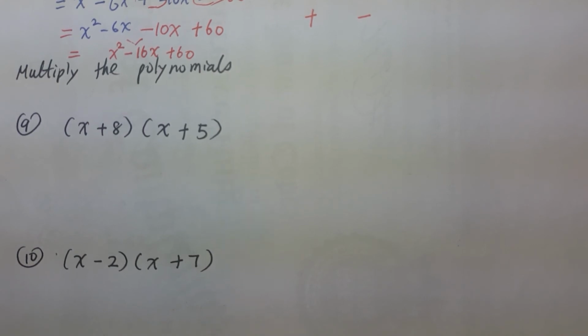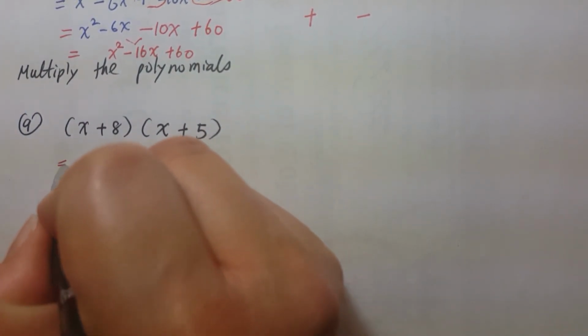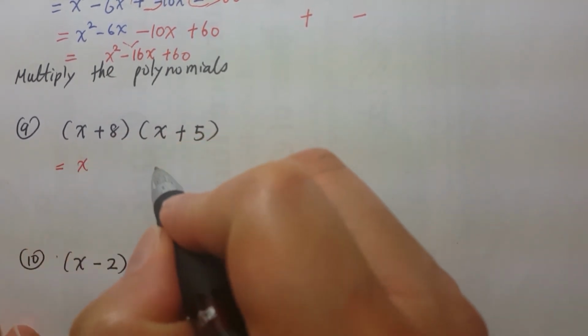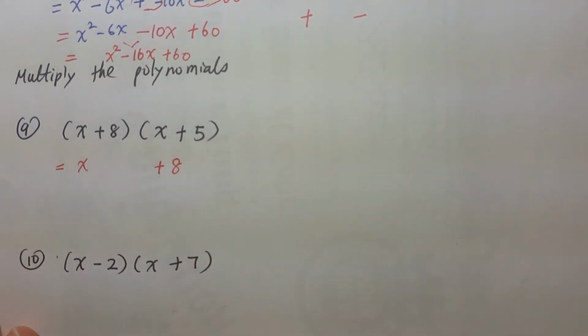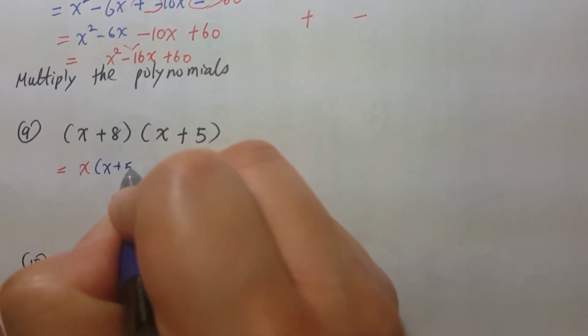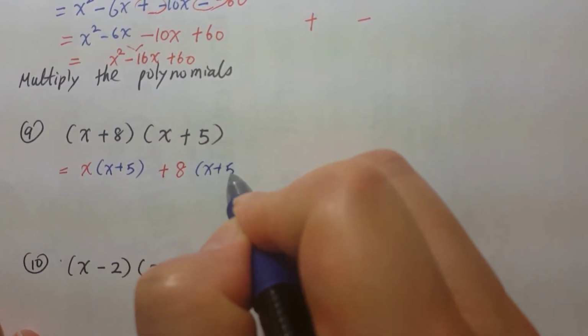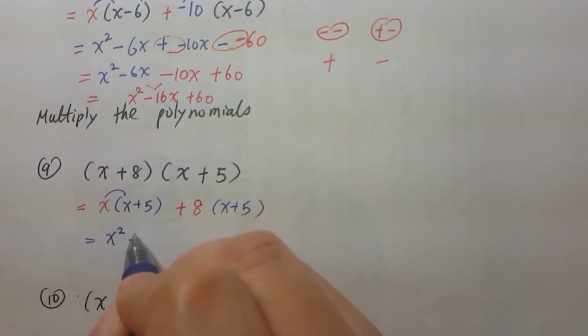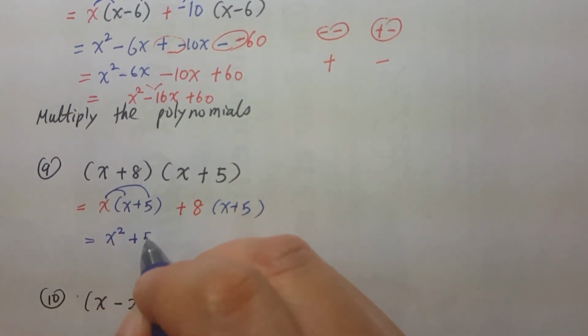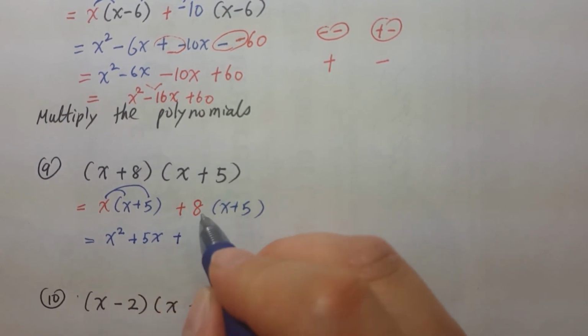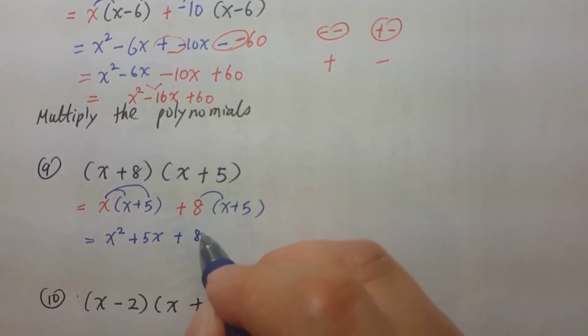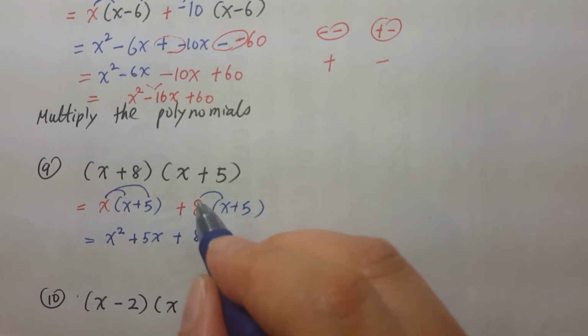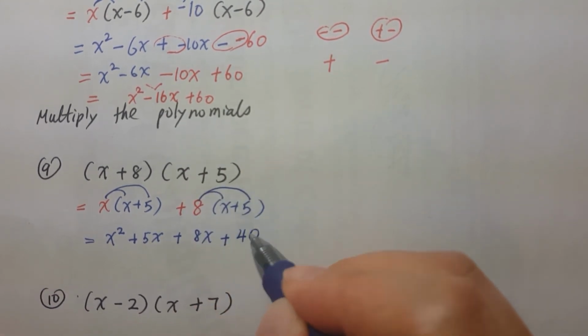Okay, I think you already finished, so let's go over number 9. So we have x plus 8, so we're going to separate it as x plus 8, and then each multiply x plus 5. Now we're going to use distributive property. X times x is x squared plus, and then x times 5 is 5x, and plus 8 times x, 8x, addition, 8 times 5, 40.